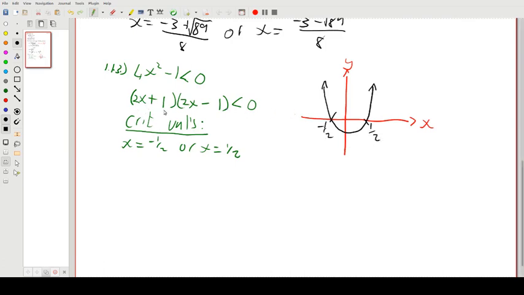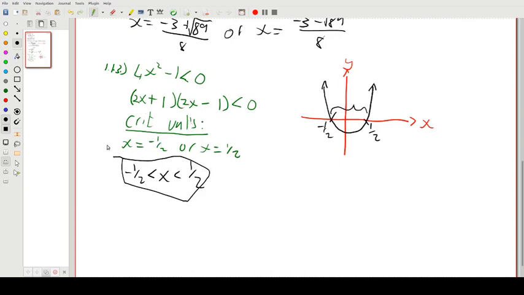We wanted to know, where is this graph less than 0? Less than 0 means below the x-axis, not above, but below. So where is this graph below the x-axis? For this part, that's where it's below the x-axis. And that is when x is between negative half and a half. So that is our answer. From critical values, that's the difference between an equation and an inequality. We can't just say this less than 0 or this less than 0. With an equation we can.